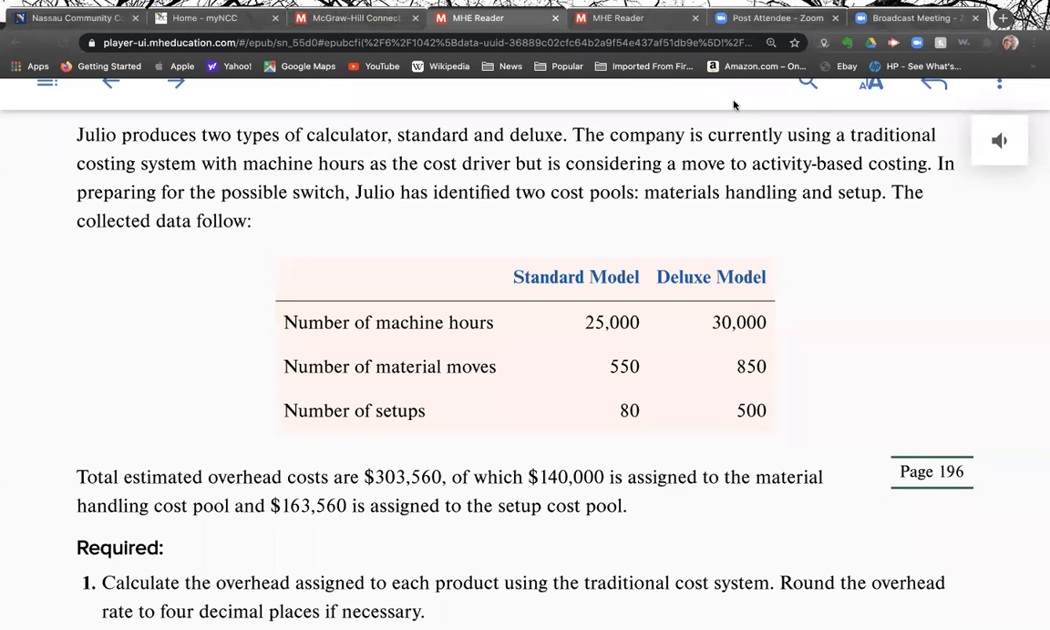Anybody get a rate? Should be 5 point something. Is it 5.5? Remember, you've got to go to 4 places. 5.5193 is what I got. Yeah.